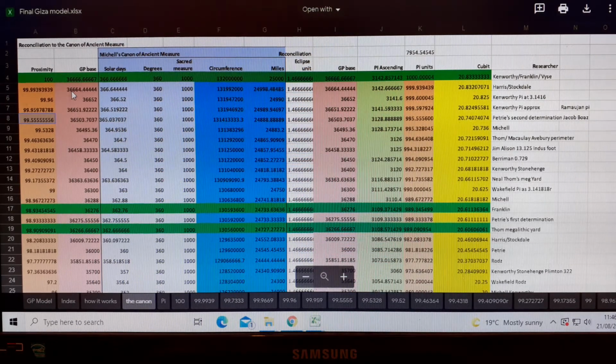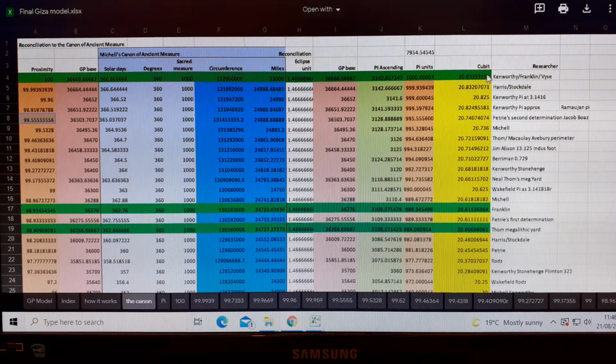Their value for the GP base is 36664.444. That's 2.222 recurring inches short of the proximity 100 GP base, which is that. And when we use that, we get an Earth circumference of 25,000 miles. And this is the top of the scale for the design of the Giza pyramid, using the measure that Colonel Wise determined. And everything flows from this top line.